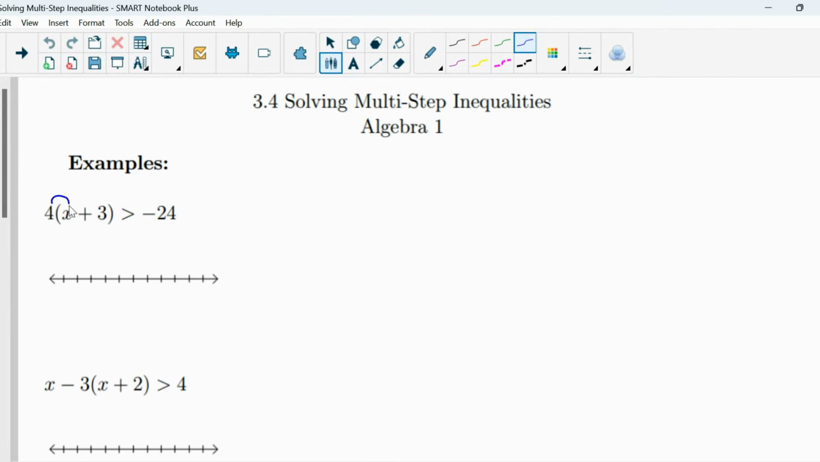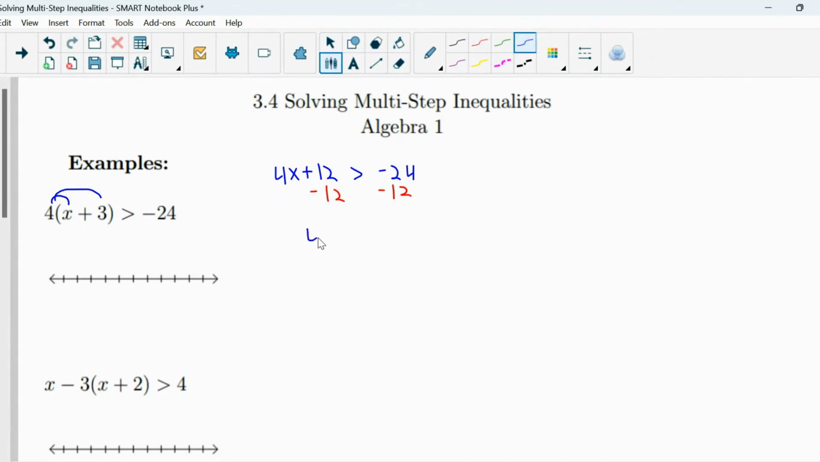So let's go ahead and distribute 4 to both of our terms within our parentheses. We have 4 times x, which gives us 4x, 4 times 3, which gives us plus 12, is greater than negative 24. From here, go ahead and solve. Remember, we must isolate our variable first. So let's subtract 12 from both sides.